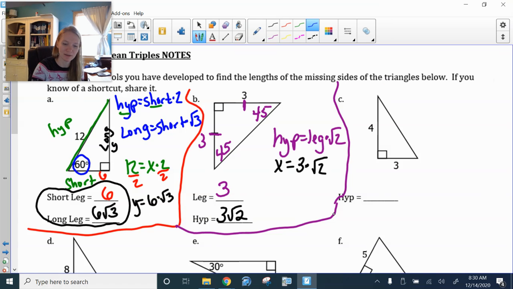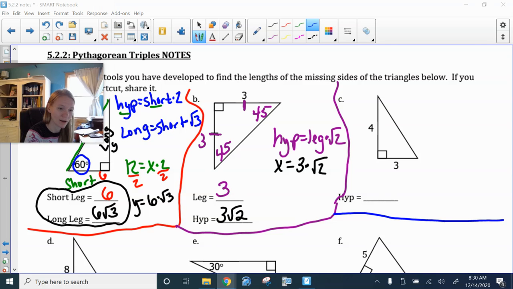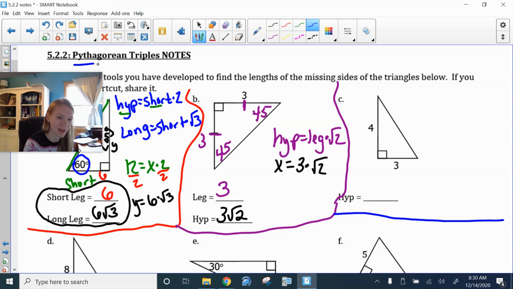The third one here doesn't say that I have a 30, 60, or a 45, 45. And we can see these two legs that they give us are not equal. So to find the third side of a right triangle, we'll use the Pythagorean theorem: a squared plus b squared equals c squared.